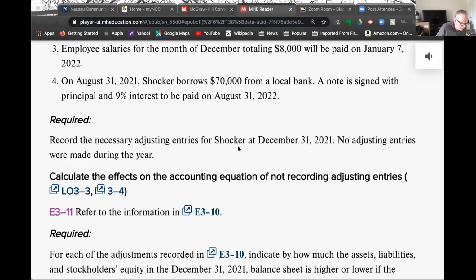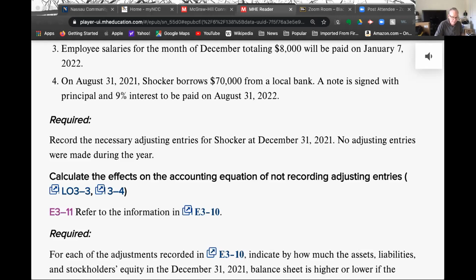Right, and to do that, we're going to take $70,000 times 9%. Right, now that equals what? 70,000 times 0.09 is 6,300. And if I divide that by 12, right, 6,300 divided by 12 comes out to $525.